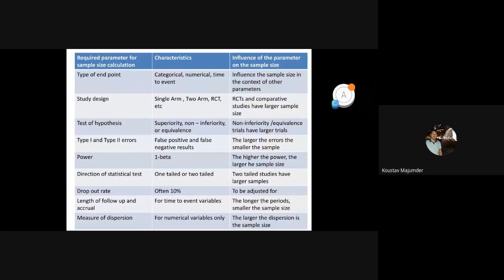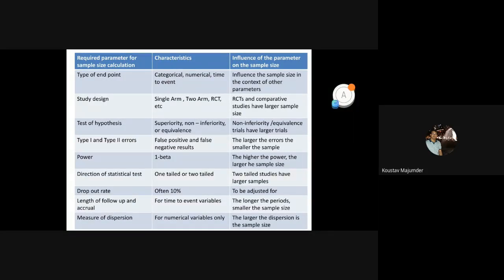So to sum up, for comparative studies and randomized controlled trials, what are the things that affect the sample size? The type of endpoint, whether it is categorical or numerical; whether the study design is single or two arm; whether you have a superiority, non-inferiority, or equivalence design. Equivalence and non-inferiority trials have a larger sample size. What is the power, what is the dropout rate? What is the length of follow-up and accrual period? The longer the follow-up period, the smaller the sample size.